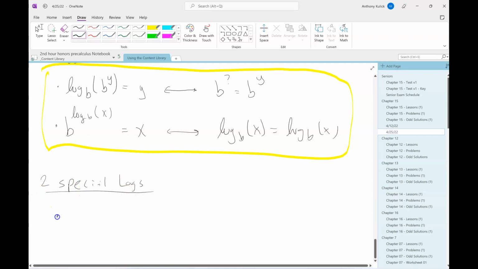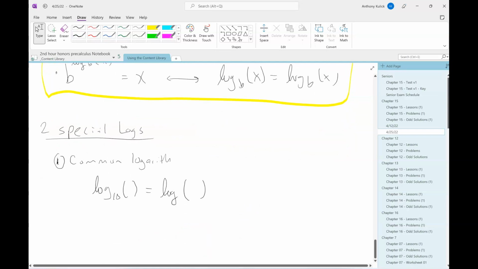The first one is called the common logarithm, and that is log base 10. But we don't ever write log base 10 on our paper. We just write log, and we understand that to be log base 10. Just like when we write the square root, we don't write the index of 2 there. We just understand that the index of 2 is there.